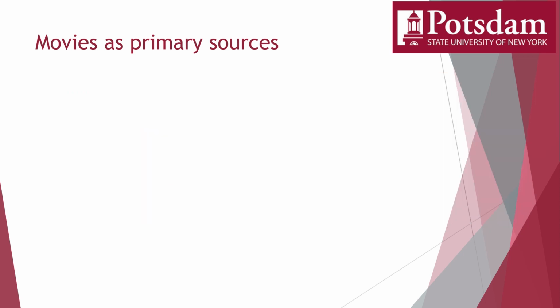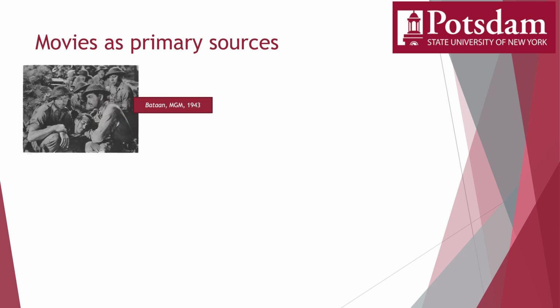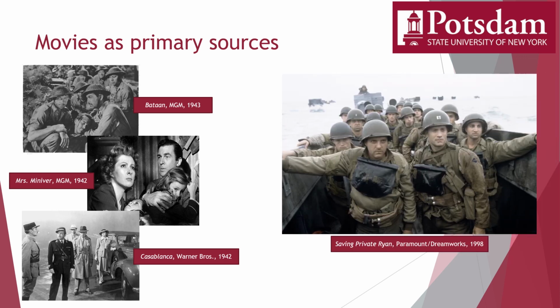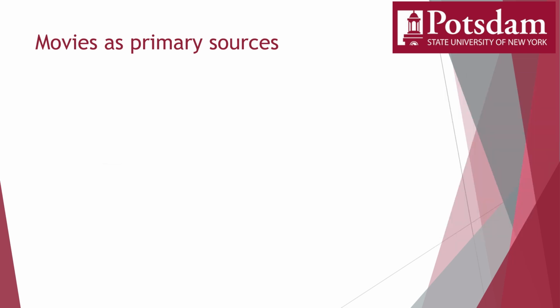And depending on how we use them, movies are another type of primary source. Movies made during World War II, like Bataan, Mrs. Miniver, and Casablanca, are great examples of propaganda, showing us how Hollywood was trying to influence the American people to support the war effort. A later movie about World War II, though, like Saving Private Ryan, is not a primary source about the war, since it was made more than 50 years later and is a recreation of World War II, rather than something made while the war was going on. If you're looking for a primary source movie on World War II, you want to use Casablanca, not Saving Private Ryan.